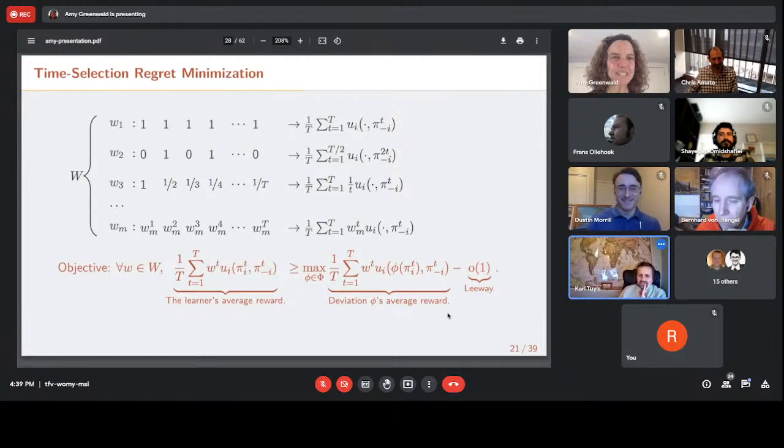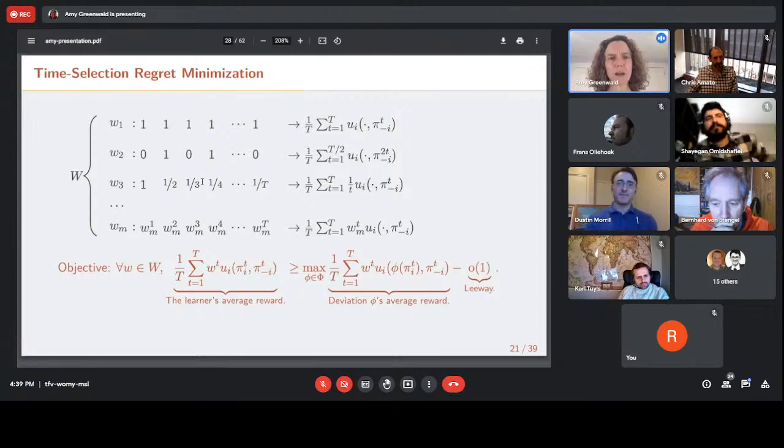All right. So one more quick concept: time selection regret minimization, another idea dating back 20 years. Here we imagine that we're minimizing regret, but we have what are called time selection functions, and they tell us which rounds we care about during our learning, or which days. Sometimes I think of them as days.